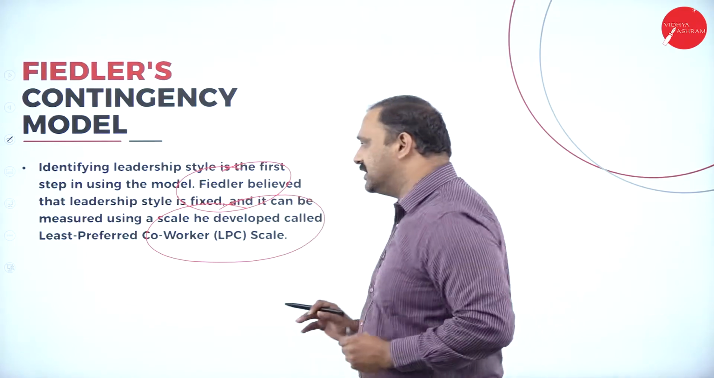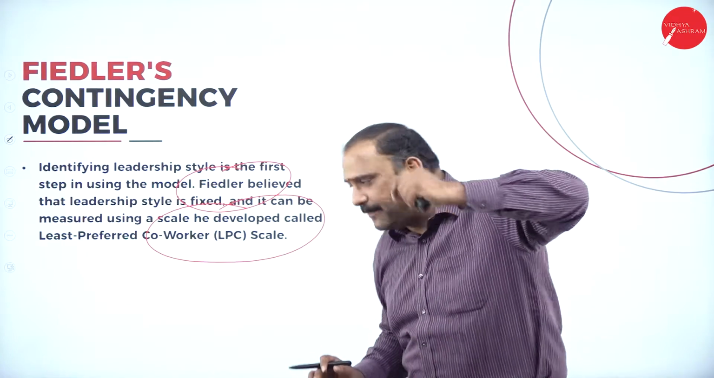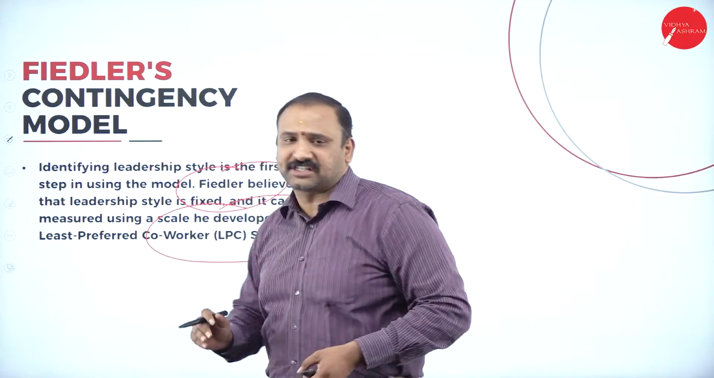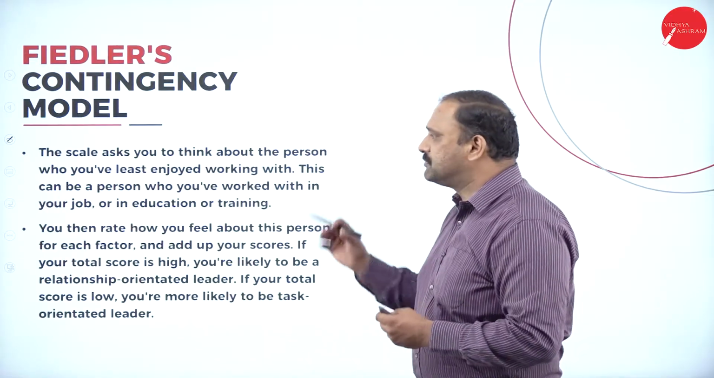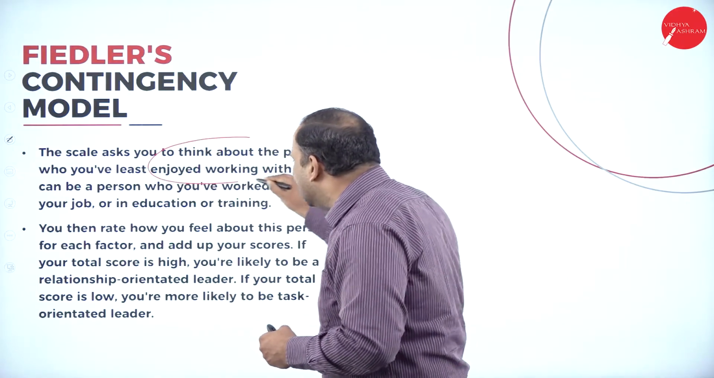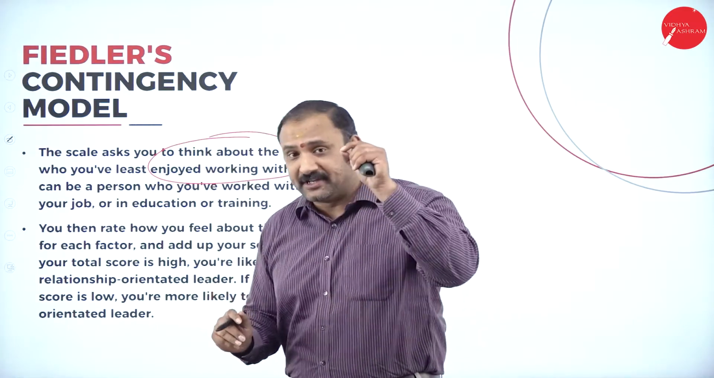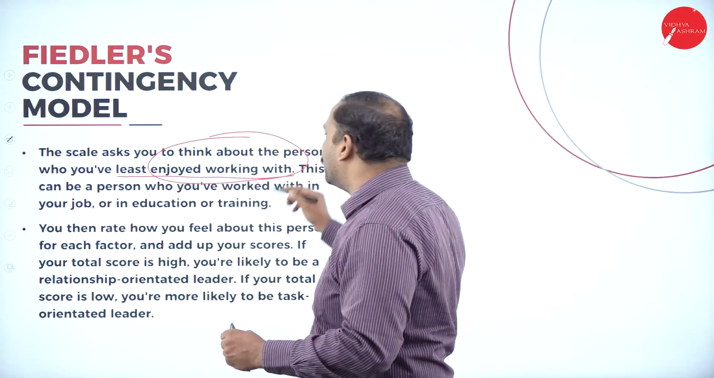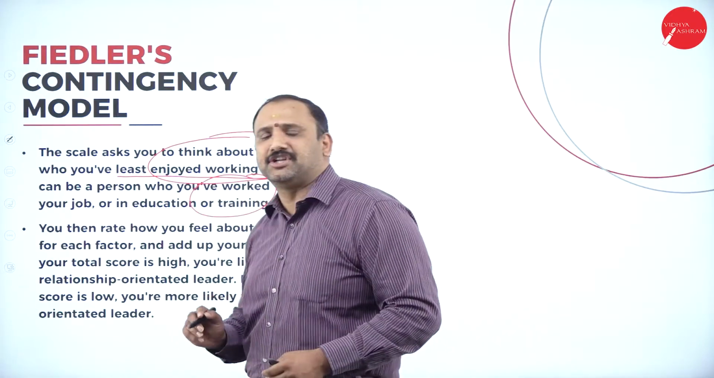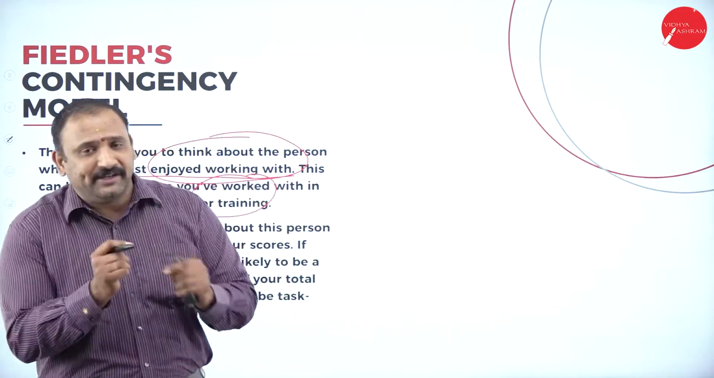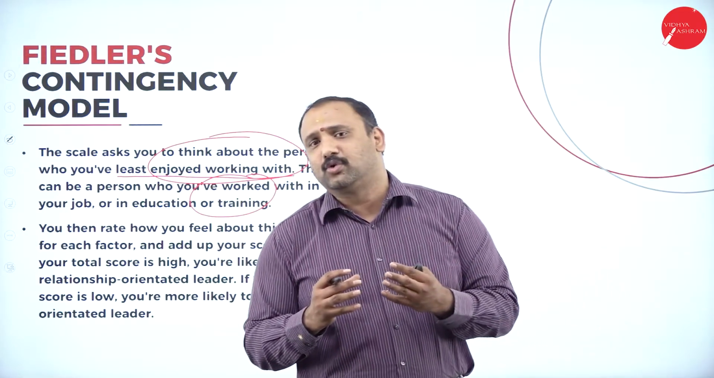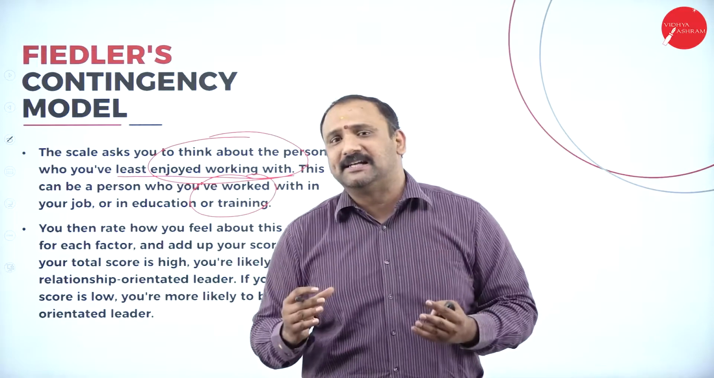So what Fiedler did is that he started creating a model which is also called the least preferred co-worker scale model. Now in this model, the scale asks you to think about the person whom you have least enjoyed working with. So underline that: least enjoyed working with. This can be the person whom you have worked with in your job, in your education, or in your training. So what we want to understand is what experience you have had with the person in the least favorable manner.